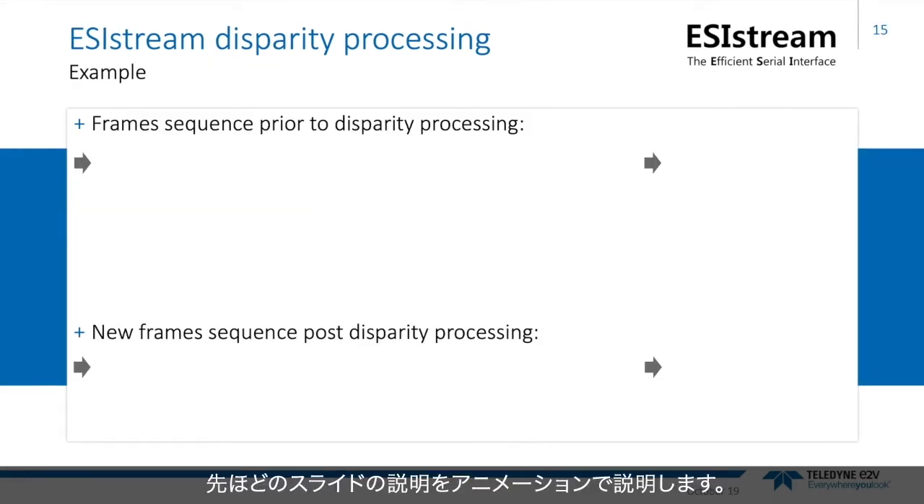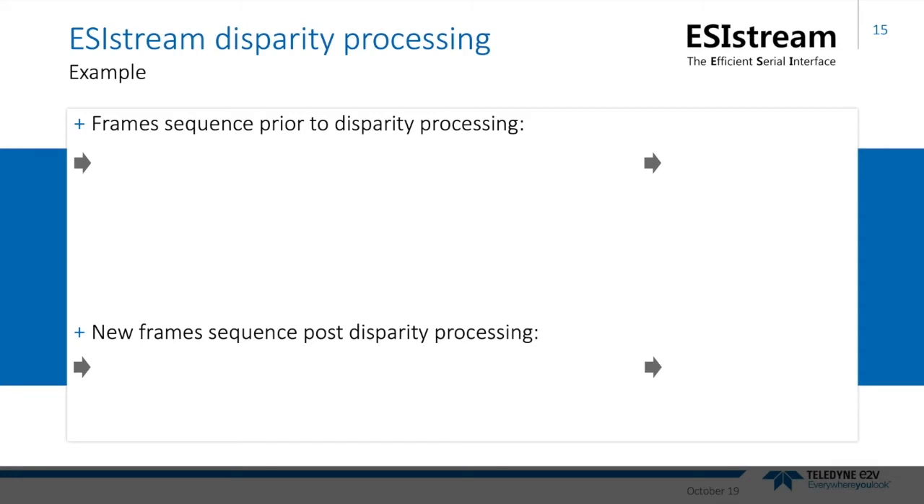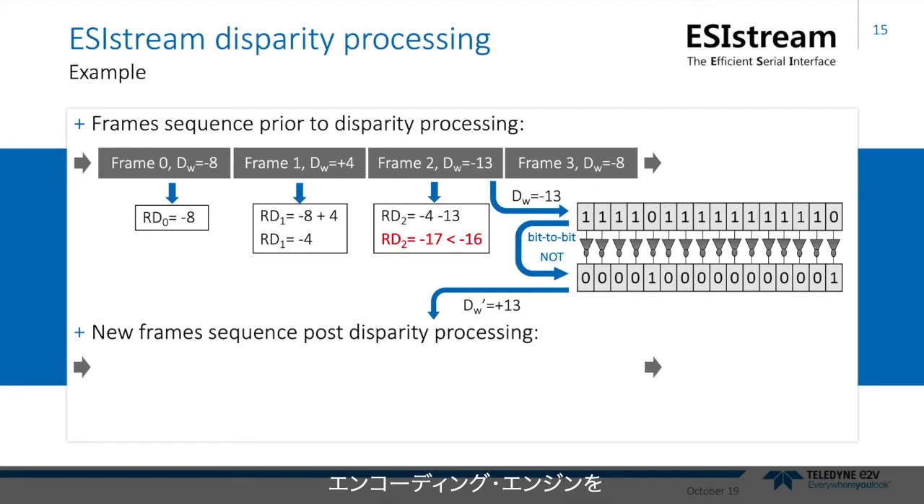So I think my wordy description on the last slide deserves an animation. So in the following diagram, I'm going to show you frame sequences both prior to and post disparity processing. This animation shows 4 separate word frames being transmitted: frame 0, frame 1, frame 2, and frame 3. With a disparity word of -8, the first frame clearly contains 12 zeros and 4 ones. The second frame reverses that bias towards more ones to give us a running disparity of -4.